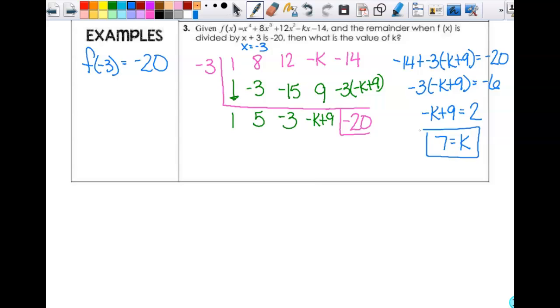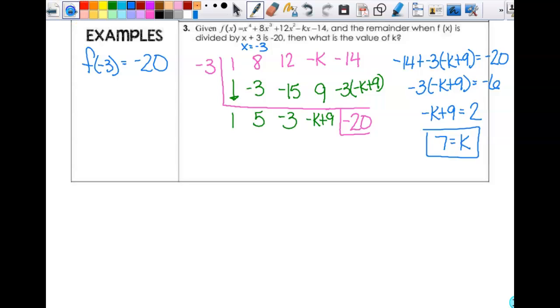Any questions about how to get 7 there? Are we good? Hopefully if you didn't get 7, it's because you didn't add or subtract right, not that you don't understand the concept, because that's usually the case. All right. So that was synthetic substitution or the remainder theorem.